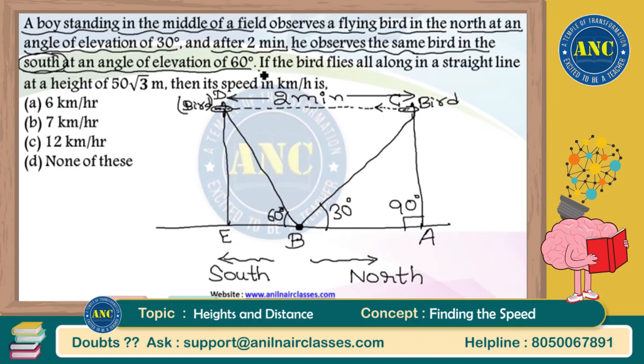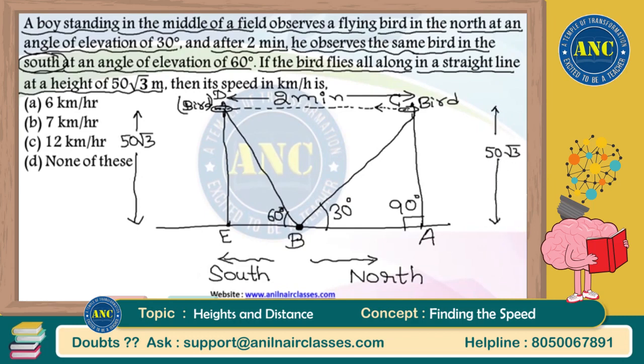Next, the bird flies all along in a straight line at a height of 50 root 3 meters, from E to D. This value is given in the question as 50 root 3. Or from A to C, that height is also nothing but 50 root 3 only. Find the speed in kilometers per hour, speed of the bird. Now see here, simple.